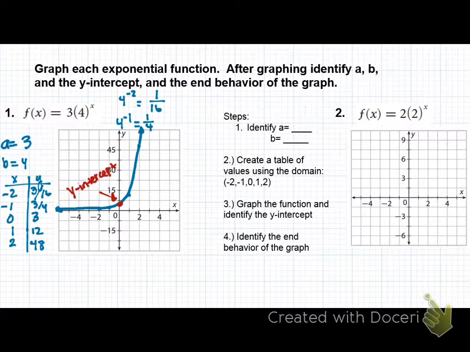Okay, I'm going to go to number 2 now. Number 2, we have f of x is equal to 2 times 2 to the x, okay? So the first thing I want to do is identify a and b. A is 2, and b is 2. Okay, and then I'm going to do step 2, make a table of values using the domain. So we got x and y, and we're going to start with -2, -1, 0, 1, and 2, and we're going to start inputting our values.